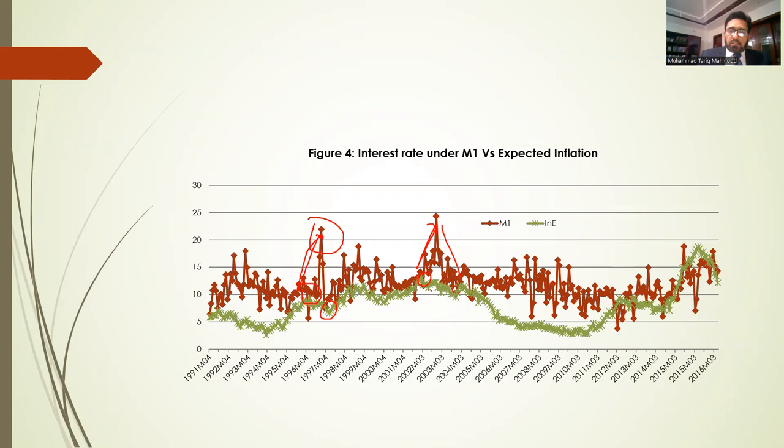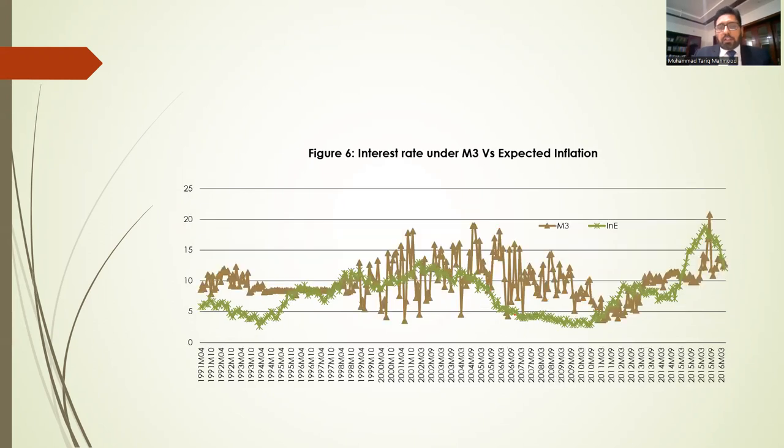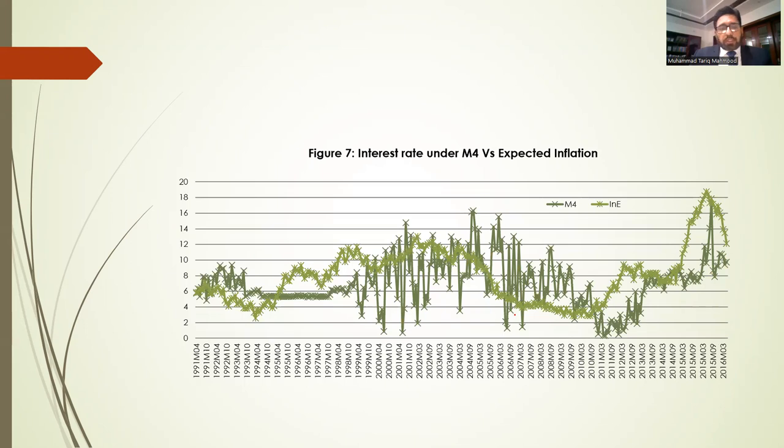So there is a very interesting argument we can also build up, that the monetary authority is responding with a lag to the inflation. Inflation is happening earlier, and the monetary response to it is a little bit later than its actual value. So we can see so many ups and downs in this case as well. Under model two, we can see the value of expected inflation is the same. And this is model three versus expected inflation, and this is model four versus expected inflation.